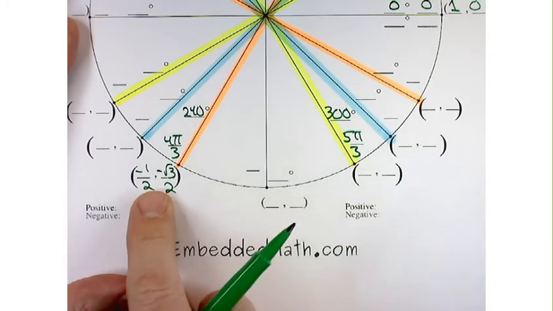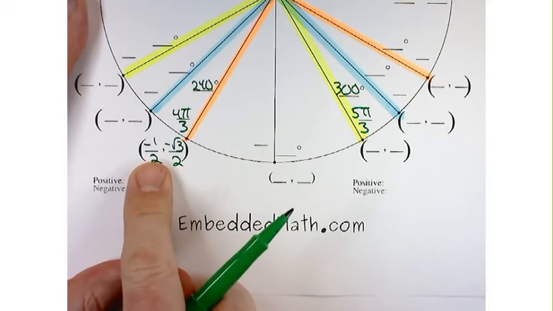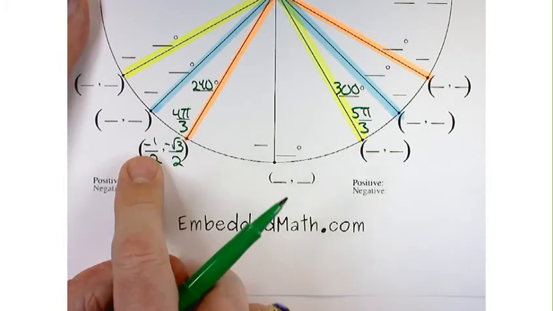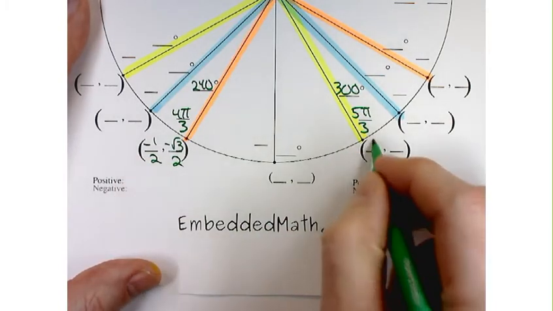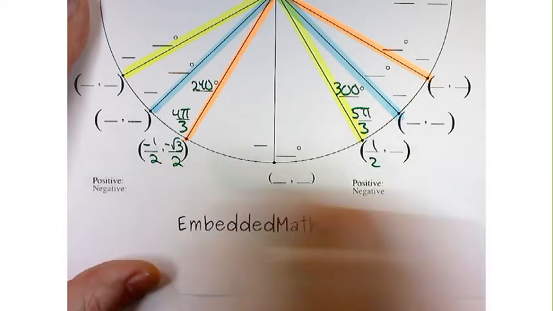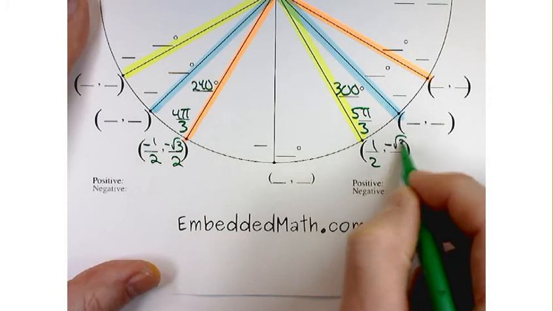And now what are the coordinates going to be? Well, there's two ways you can get it. You can change the x-coordinate. When you move across the y-axis, the x-coordinate is going to go from negative to positive. And then the y-coordinate, well, you're still at the same y heights. It's going to be negative square root of 3 over 2.